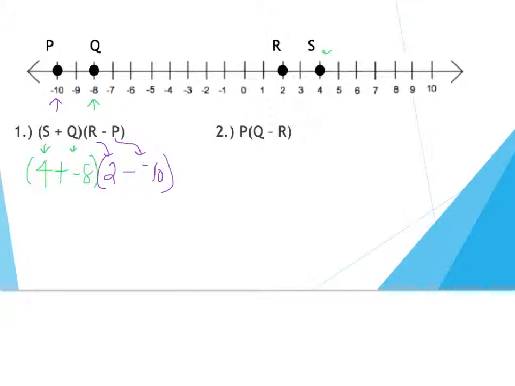Order of operations, solve inside the parentheses. 4 plus -8 is -4. Different signs, so I subtract. 2 minus -10. Again, I see this double negative, so I'm going to go ahead and make that one big positive. So 2 plus 10 is 12. Multiplication, last step, -4 times 12 is -48.